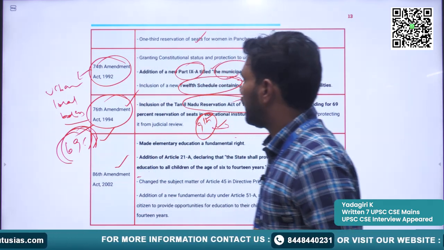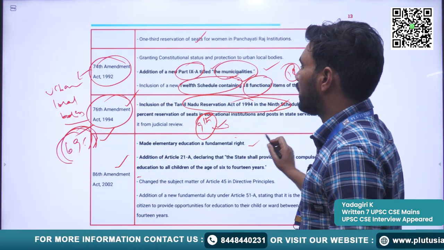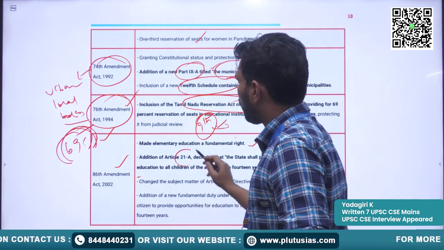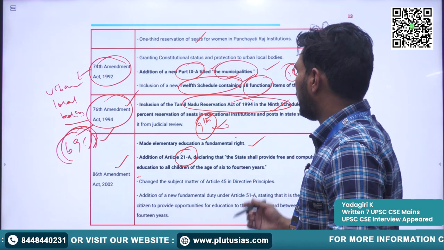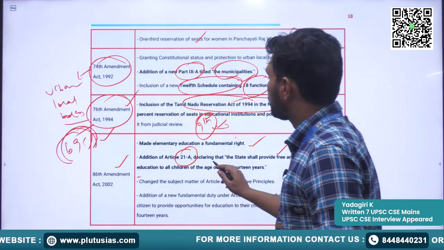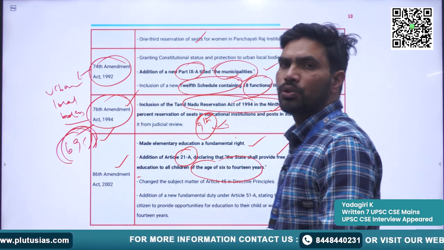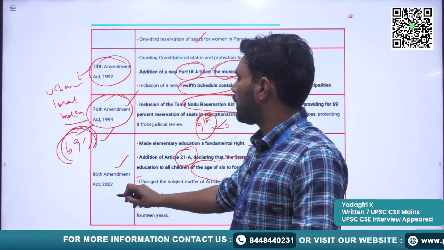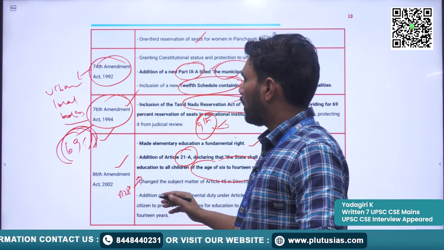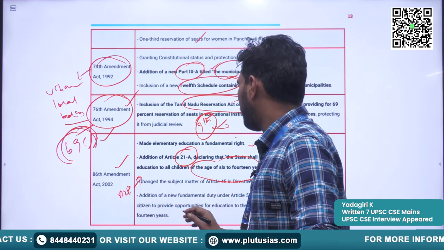Next is the 86th Amendment Act. This is pertaining to the right to elementary education. It also incorporated a new Article 21A, declaring the state shall provide free and compulsory education to all children in the age of 6 to 14 years. So basically the right to education has been made a fundamental right through this 86th Constitutional Amendment Act.